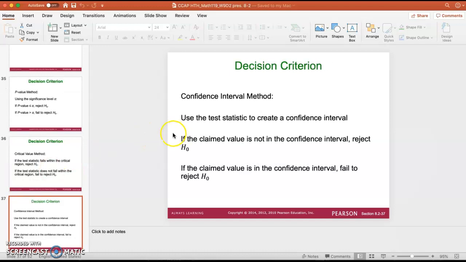And then with the confidence interval method, you'll basically use your test statistic to create a confidence interval. Then if your claimed value is not in the confidence interval, you reject H0 because it doesn't fit the claim. If the claimed value is in the confidence interval, then you fail to reject H0.